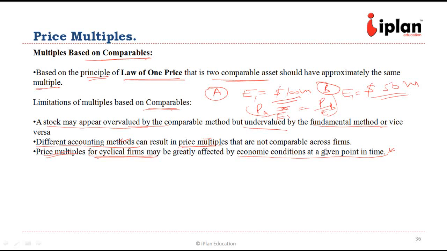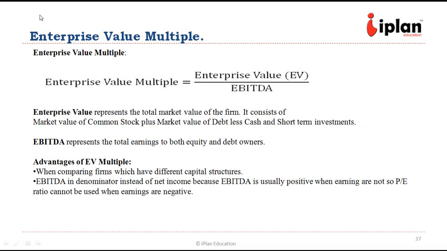Now let us move to the next kind of multiples, which is the enterprise value multiple. Enterprise value multiple is nothing but enterprise value divided by a factor, which could be EBITDA, earnings before interest, tax, depreciation or amortization. And the enterprise value is the total market value of the firm. We subtract cash and short-term investments from it. So the advantage of enterprise value multiples is when we are comparing companies which have different capital structures, we can use the EV multiple.